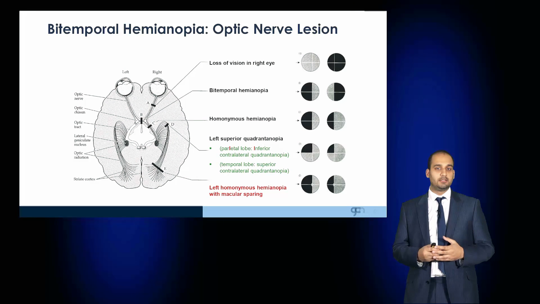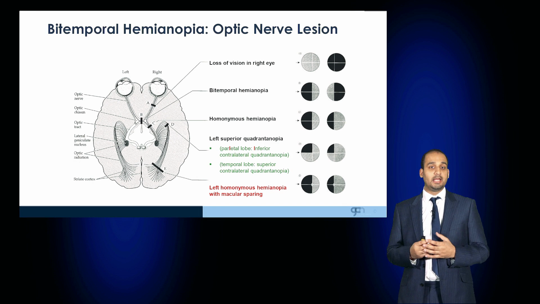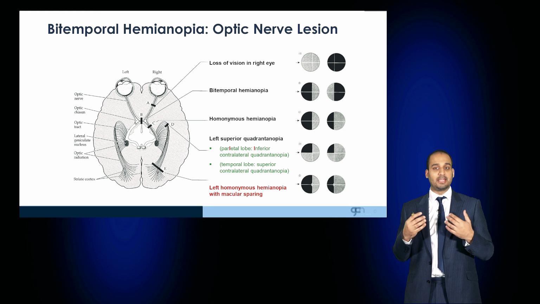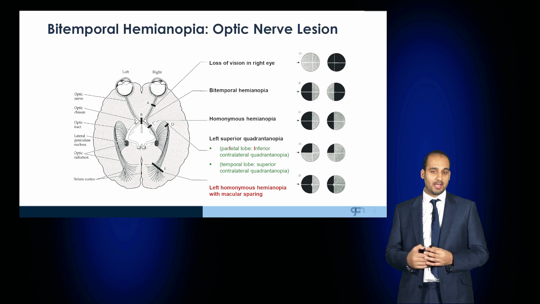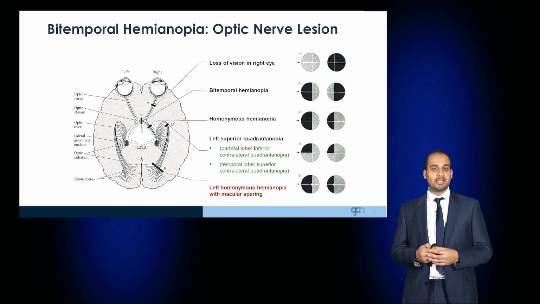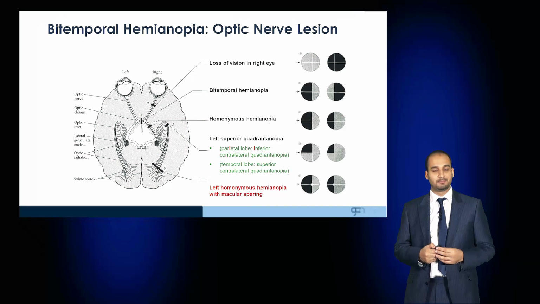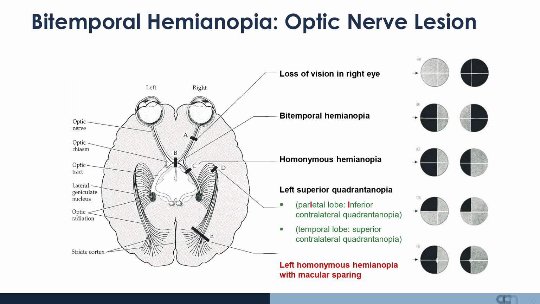And finally, towards E, the optic striate cortex itself, or the visual cortex, patients would develop a contralateral homonymous hemianopia with macular sparing. And if there's complete cortical infarcts, the patient would develop cortical blindness. So this slide demonstrates the various visual defects.